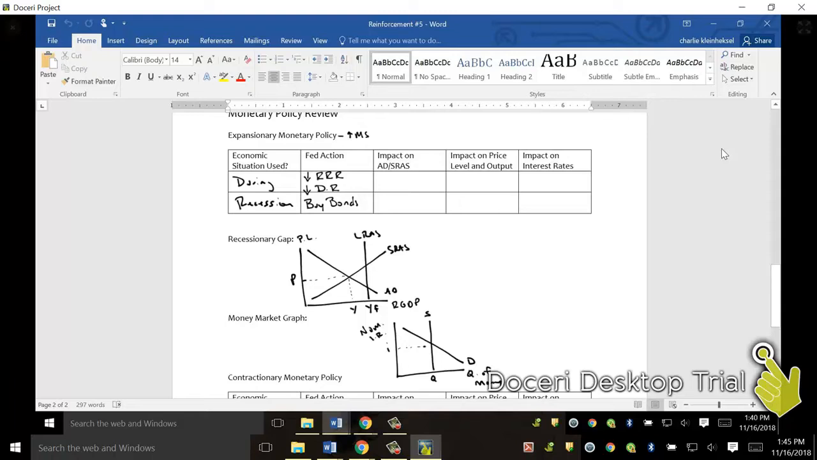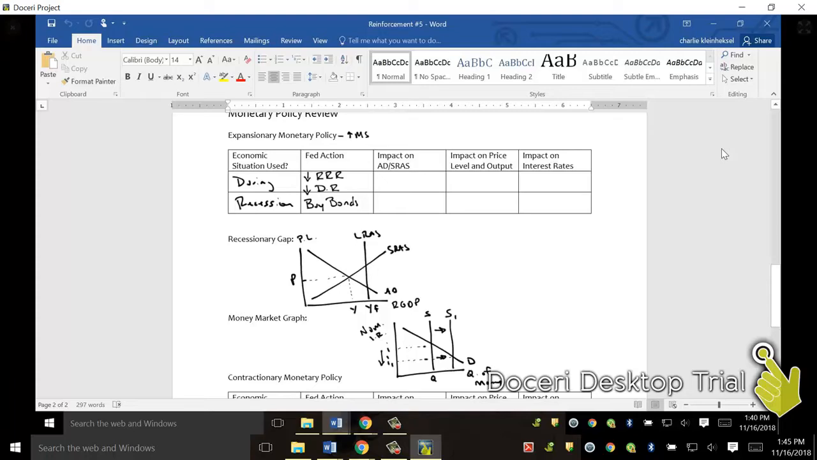So I'm going to go down to our bottom graph here because this is the first thing that's going to happen, and is that we're going to put more money in the economy, and that's going to make a change in the money market graph. So I'm going to shift the supply curve to the right. And I can see that when my supply of money in the economy increases, that is going to cause a decrease in the interest rate.